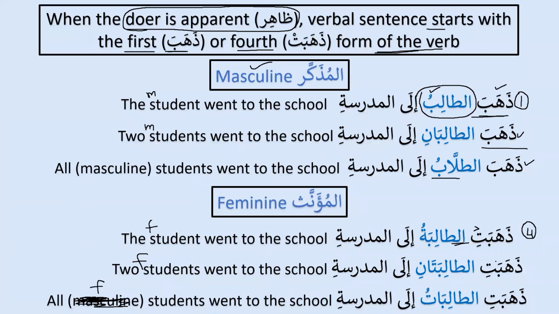So now this is the most important rule of the verbal sentence: whenever the doer is apparent, whenever the doer is outside, and when the doer is masculine, we will use the first form of the verb. And when the doer is feminine, then we will use the fourth form of the verb. Is this clear now? Does it make sense to you? Why did we put number 1 and number 4? I hope, inshallah, now it's very clear to you.